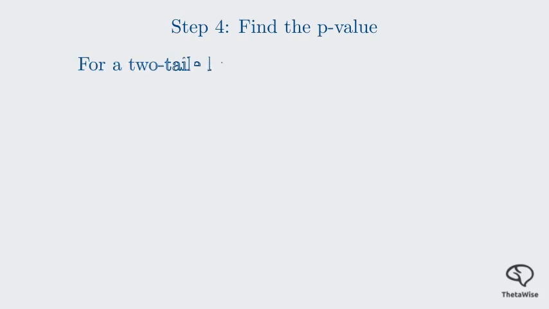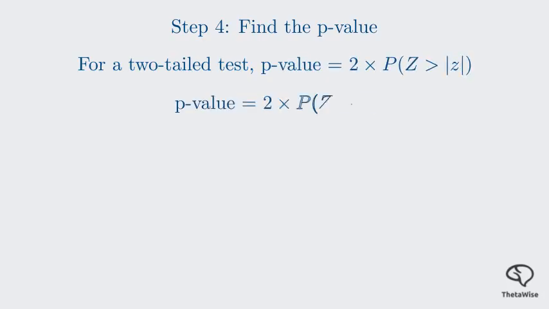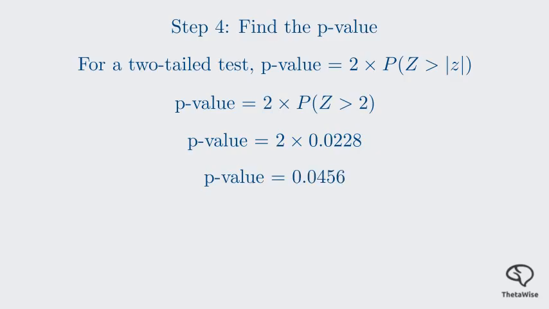Now for the final steps. Step 4. Find the p-value. Since this is a two-tailed test, we need to find the probability of getting a z-score of 2 or higher and a z-score of -2 or lower. Using a standard z-table or calculator, the probability of z being greater than 2 is 0.0228. We multiply this by 2 to get the two-tailed p-value, which is 0.0456.